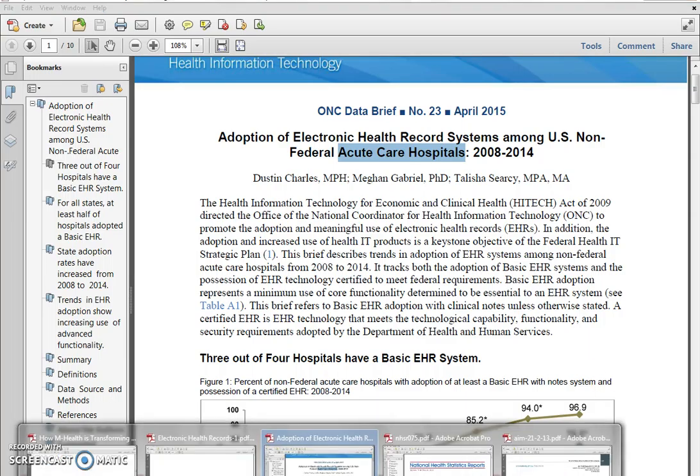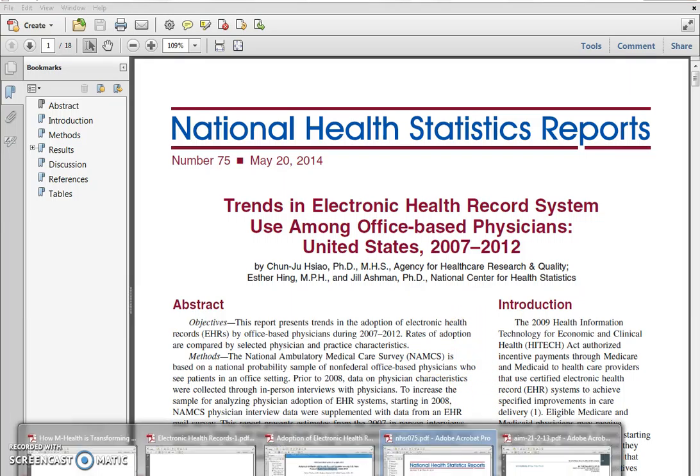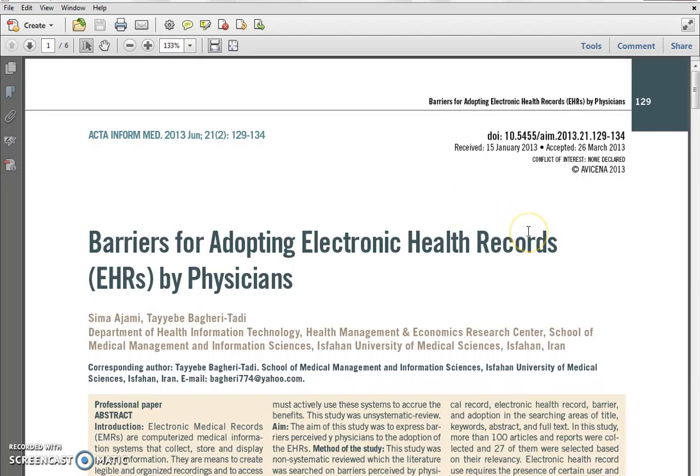Then you also have an article that talks about trends in electronic health records in the United States for office-based physicians, so the local doctor that you visit. What are the trends for those people as far as adoption of EHRs are concerned? And then this is a very good article to read about barriers to adopting electronic health records. I think this will give you a sense of why physicians adopt or don't adopt, and what the main reasons are for not adopting electronic health records.